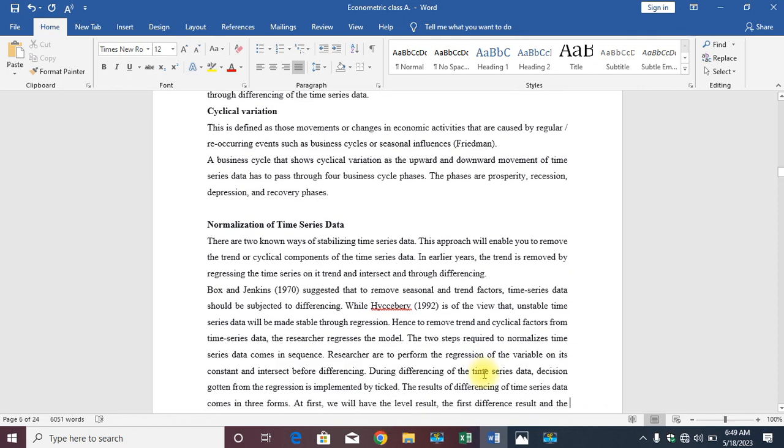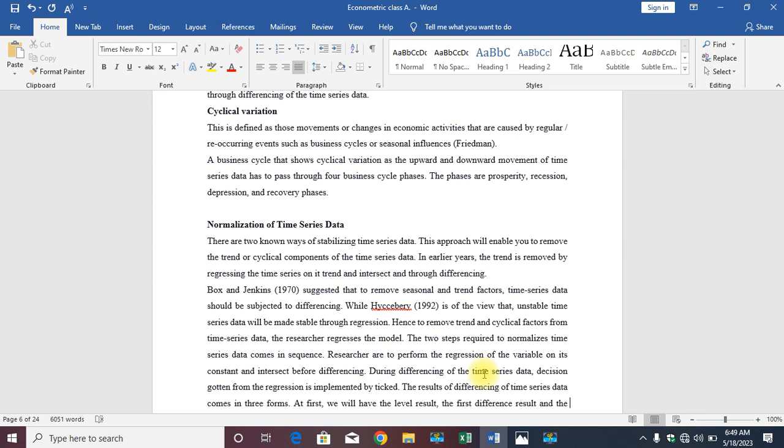Being stochastic, they are unstable most of the time, and given the fact that time series data are unstable most of the time, it implies that while using time series data, the researcher must be cautious and the data must be checked properly. So to normalize time series data, there are many ways, but we are going to look at two main ways today.